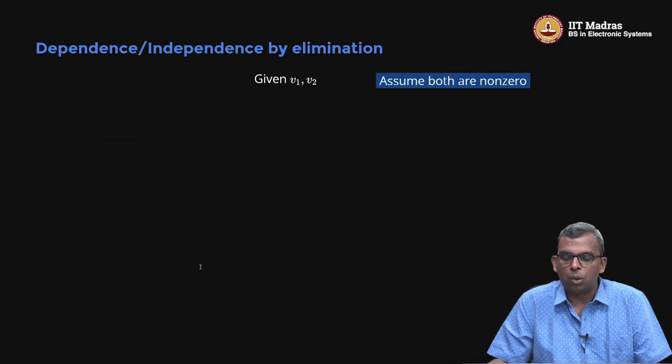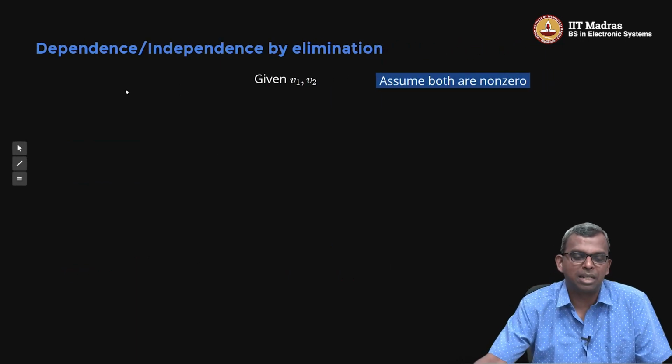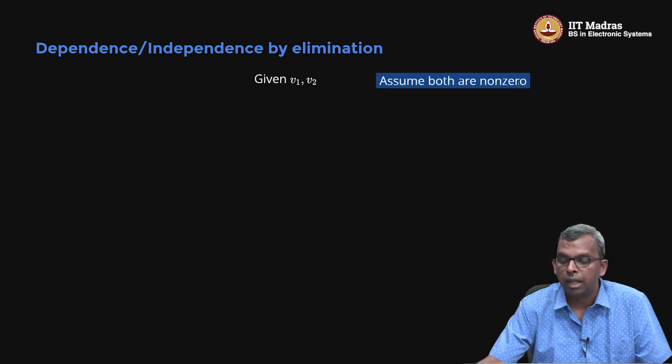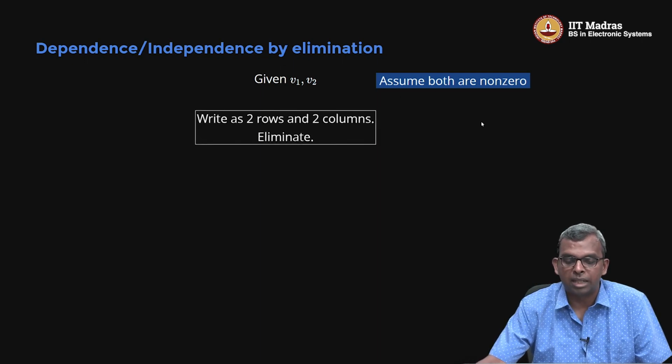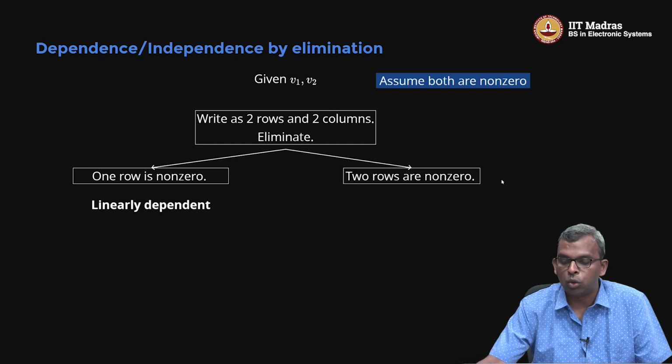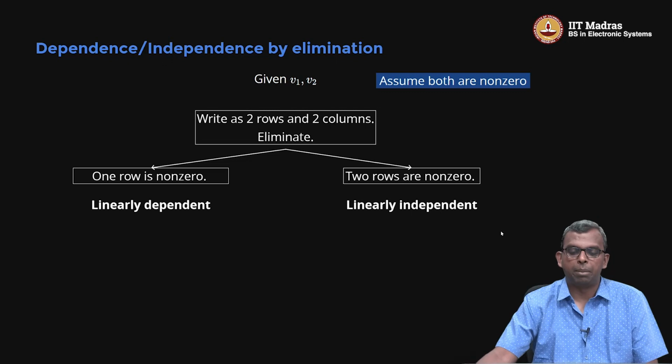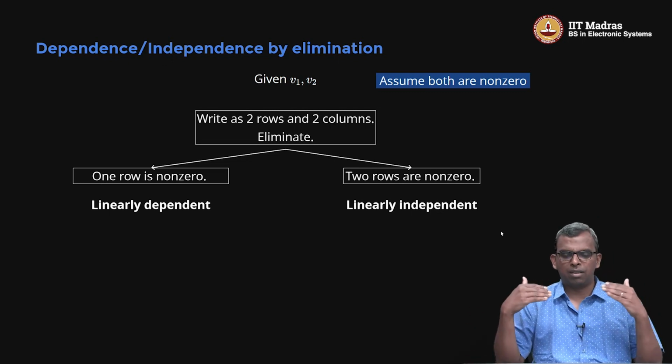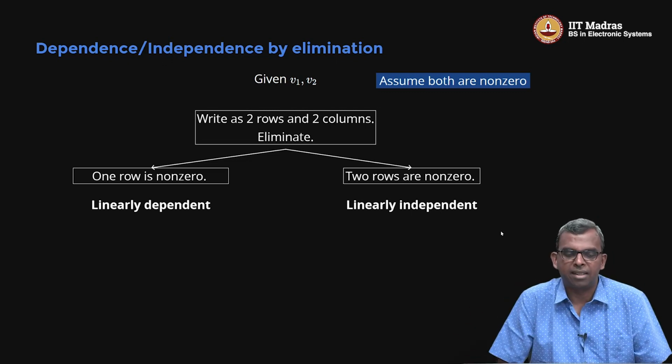One can also establish dependence or independence by elimination very easily. Supposing you are given V1, V2 and assume both are non-zero, how do you establish linear independence or dependence? You write them as two rows and two columns, you eliminate. If one row is non-zero, they are linearly dependent. If two rows are non-zero, they are linearly independent. Same as before, right? So, you can see how elimination ties in with dependence and independence.